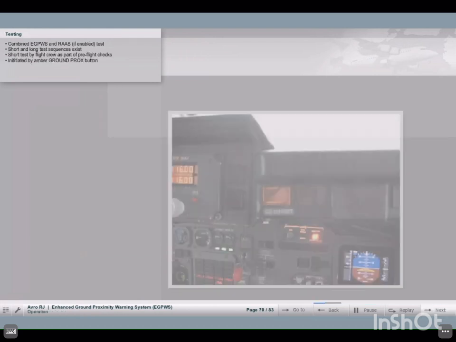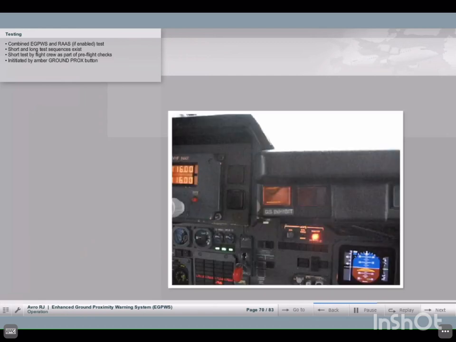The EGPWS and RAAS test, if enabled, run simultaneously and are divided into a long and a short test sequence. The short test is performed by the flight crew as part of the pre-flight checks. Both tests are initiated by pressing either amber ground prox annunciator on the glare shield.